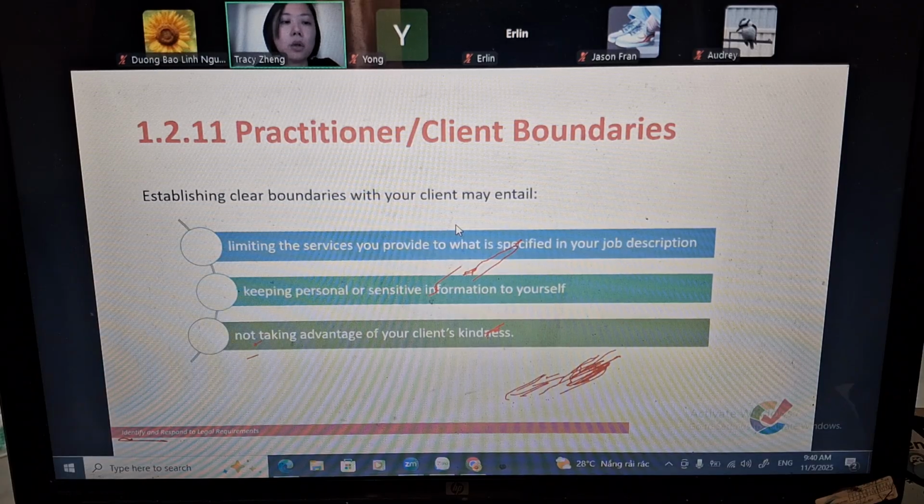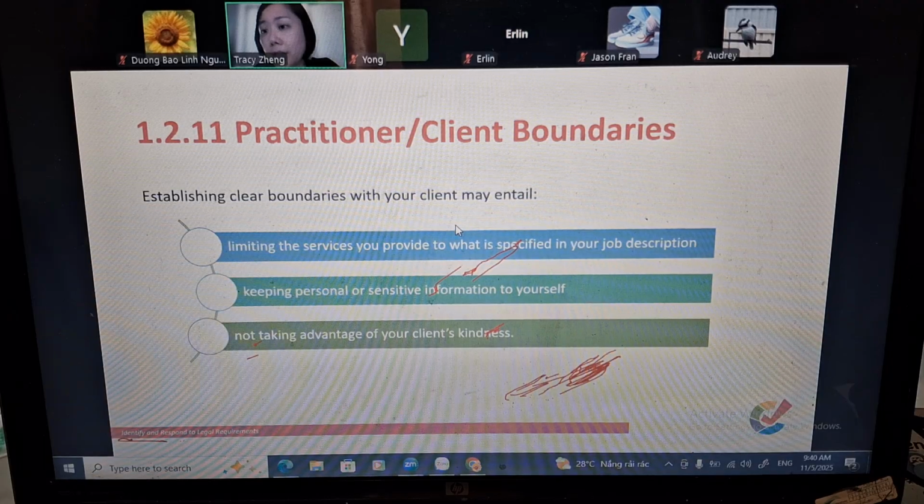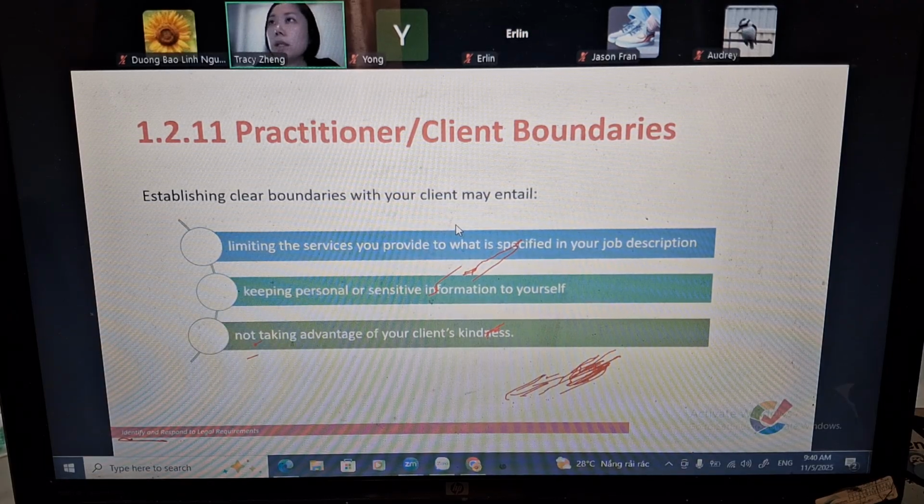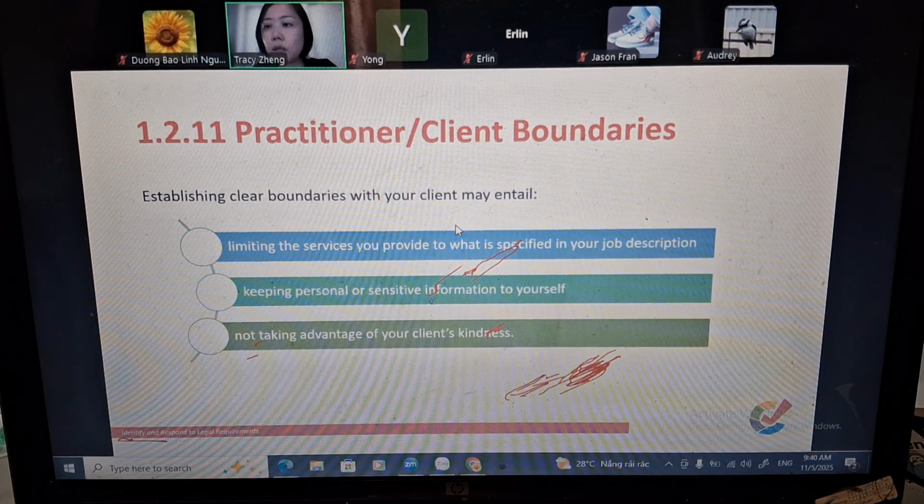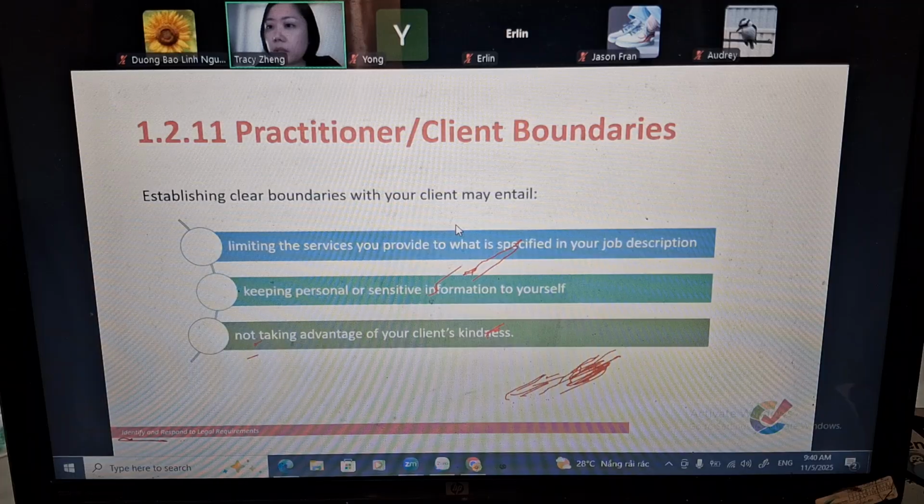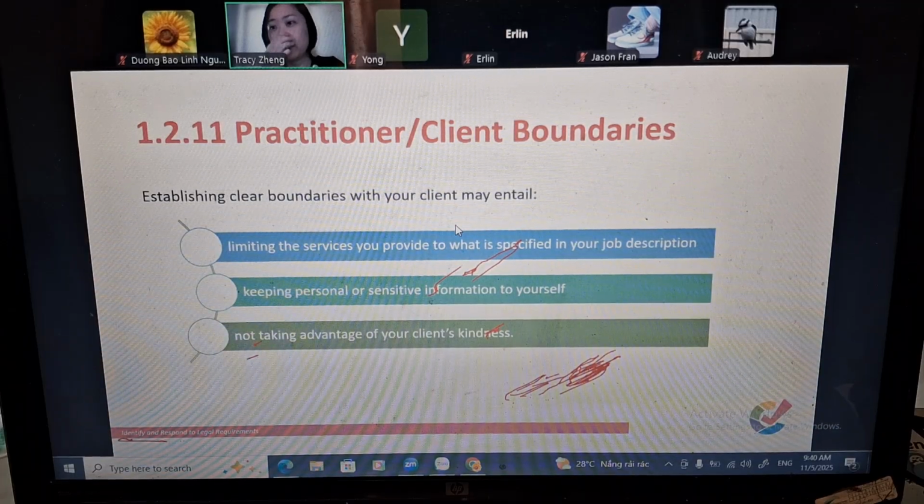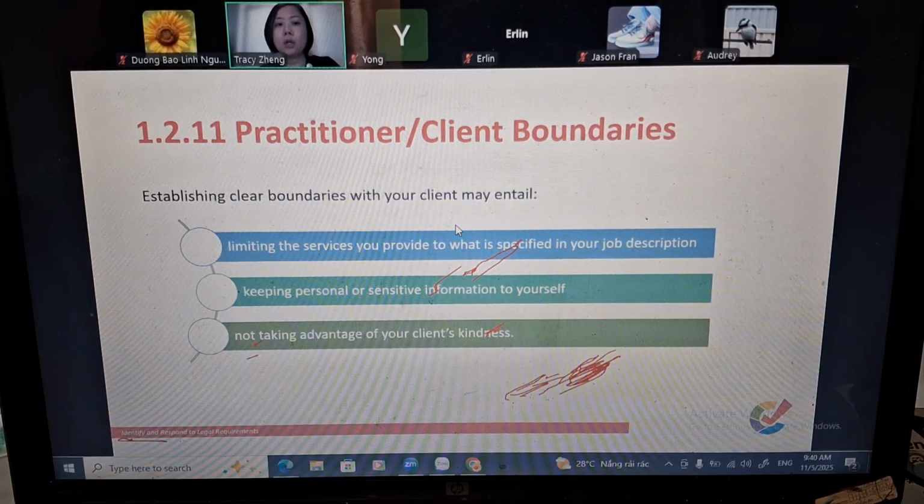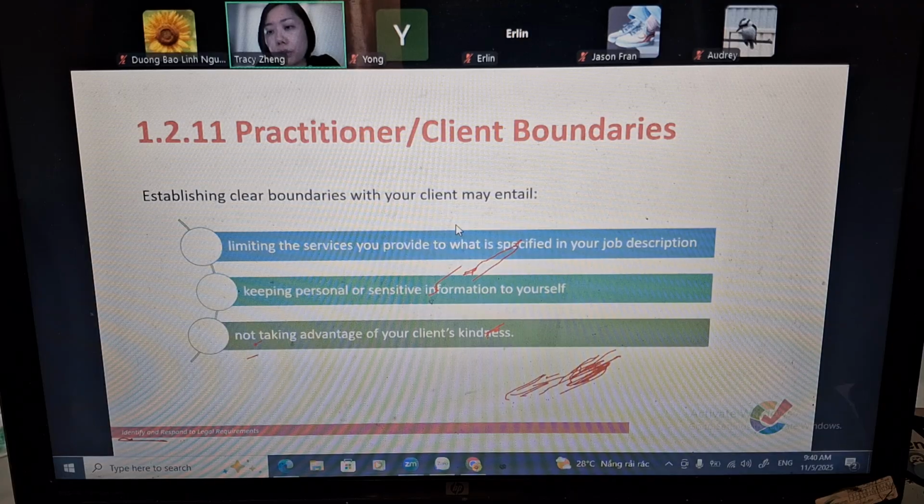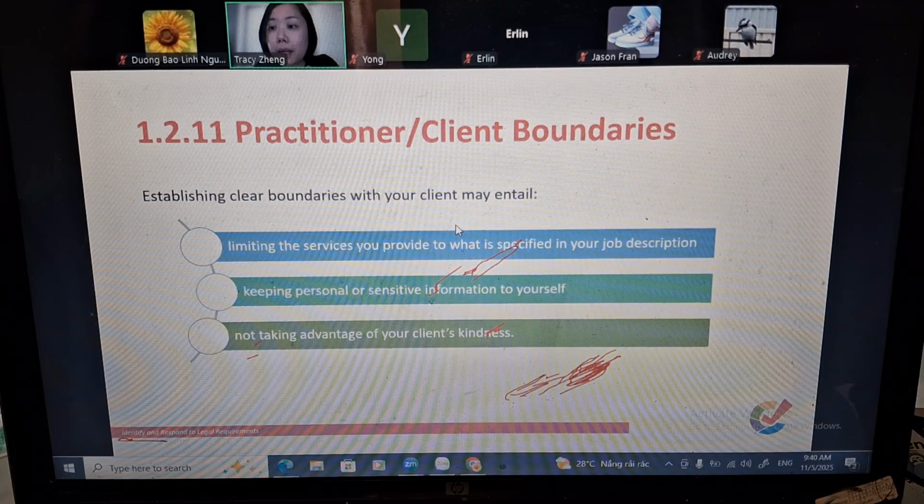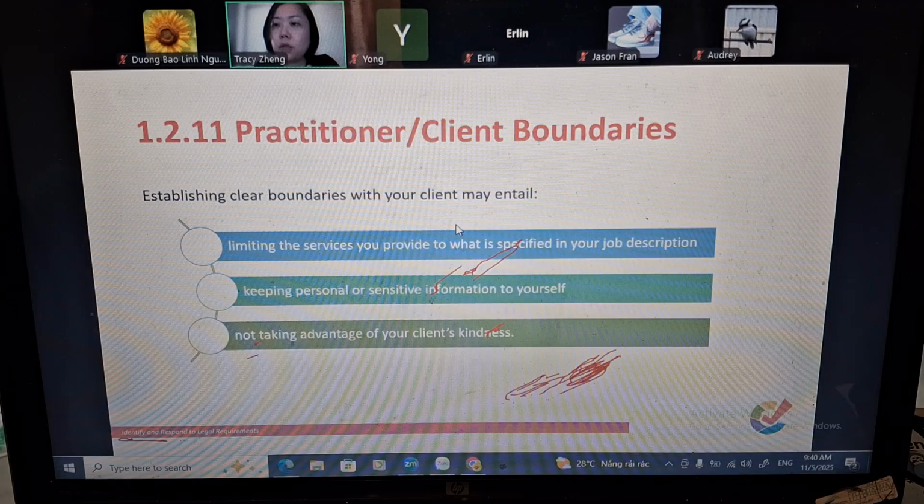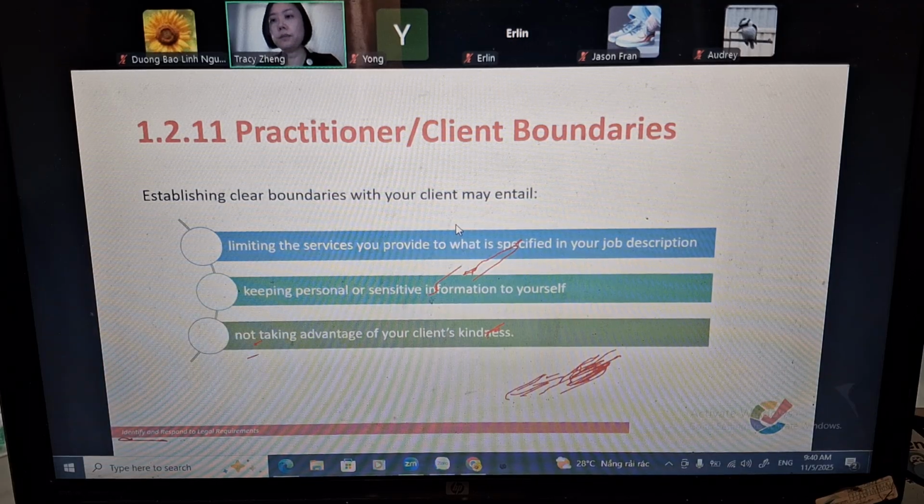And definitely do not take any advantage of your client's kindness. You may see your client going out to buy cigarettes, and you ask your client, can you also buy a box of cigarettes for me? No, please don't do that. You can't take advantage of your client's kindness. That is also a professional boundary. So make sure you clearly and fully understand your role and your responsibility.